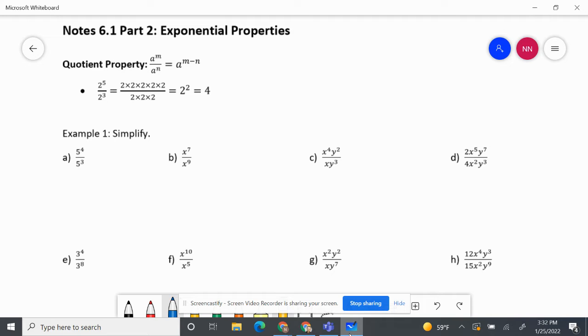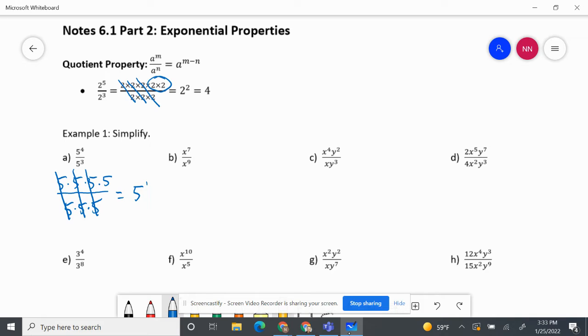2 to the 3rd is 3 2's multiplied together. And then what we normally do is we just cancel the 2's and we see that there are 2 remaining. So that would be 2 squared, which is 4. In the same way, 5 to the 4th would be 4 5's, and 5 to the 3rd would be 3 5's. And we see that when we cancel them, we just get a 5. Once again, what we could have done is gone 4 minus 3, which is 1, or 5 to the 1.